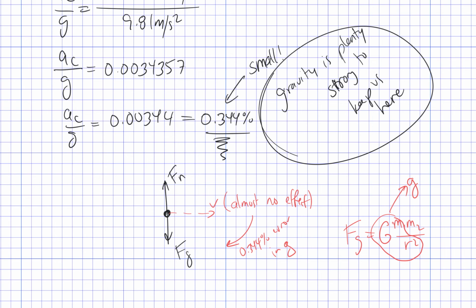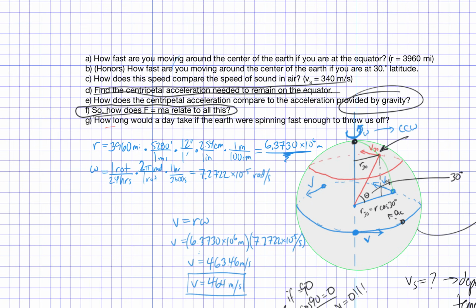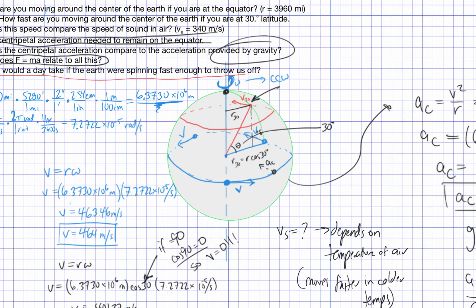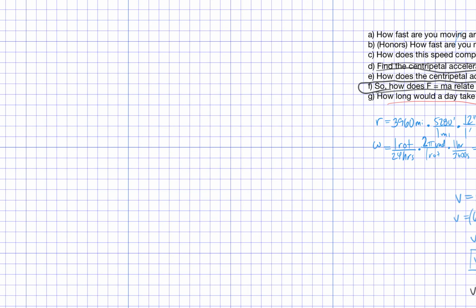So, okay. Anyway, how long would a day take if the Earth were spinning fast enough to throw us off? Okay, so for this particular portion of the problem, we are going to be looking for the omega. Anyway, so let's go ahead and figure that out.